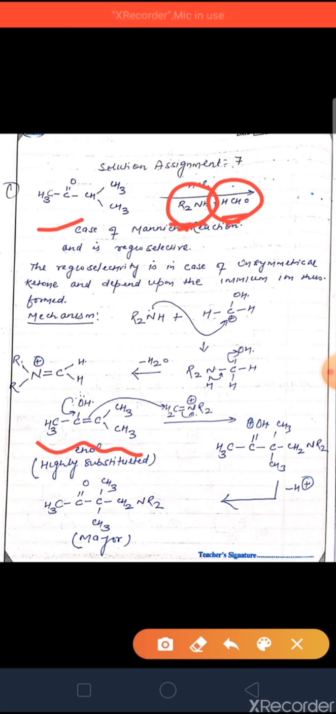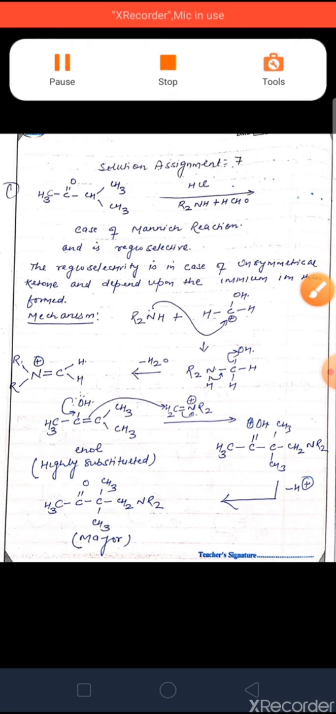So we will get two different kinds of product. Product number 1 will be the major product, and the minor product will be synthesized from the less stable enol that will be prepared from this CH3 and C double bond O. So one enol will be synthesized from here, and one enol will be synthesized from this one. So this particular enol will form the major product, and this particular enol will form the minor product. So this is the case of the Mannich reaction.